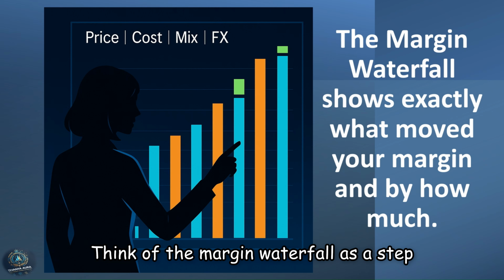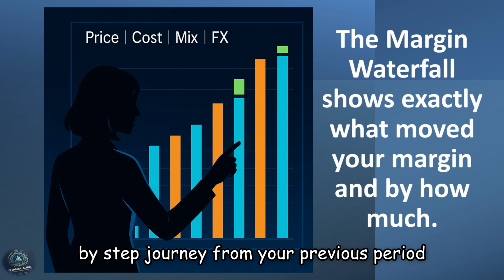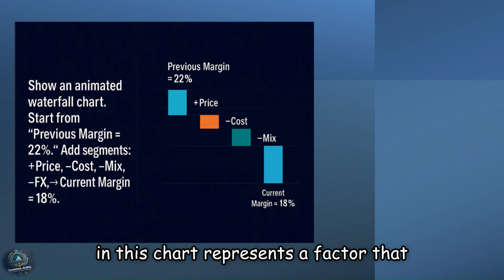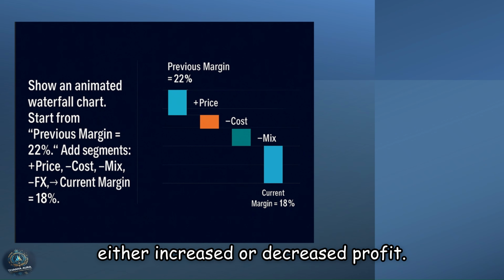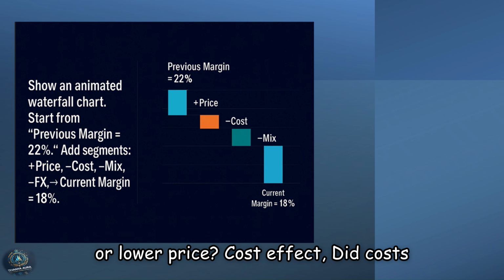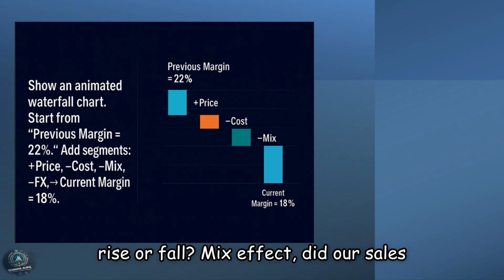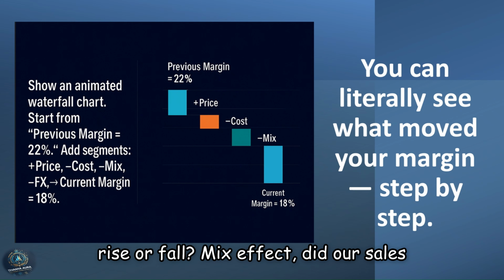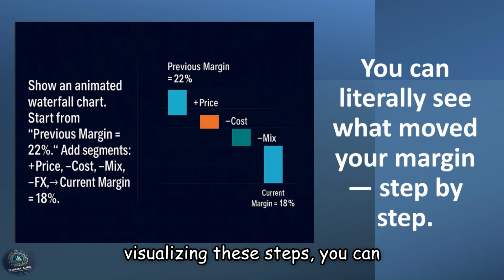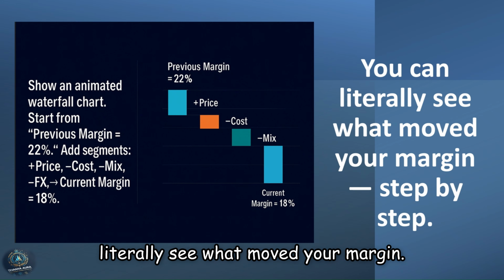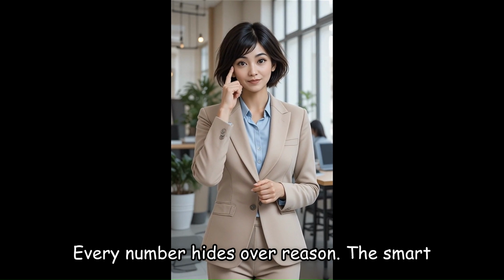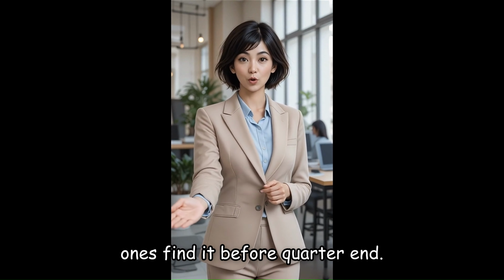Think of the margin waterfall as a step-by-step journey from your previous period margin to your current margin. Each bar in this chart represents a factor that either increased or decreased profit. Price effect: did we sell at a higher or lower price? Cost effect: did costs rise or fall? Mix effect: did our sales composition shift? FX effect: did currency rates play a role? By visualizing these steps, you can literally see what moved your margin. Every number hides a reason. The smart ones find it before quarter end.